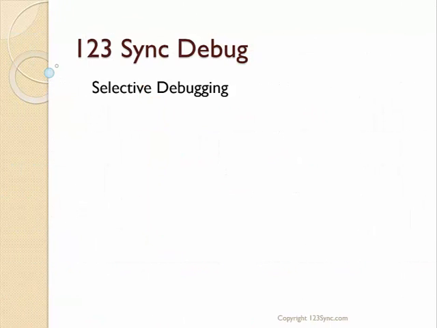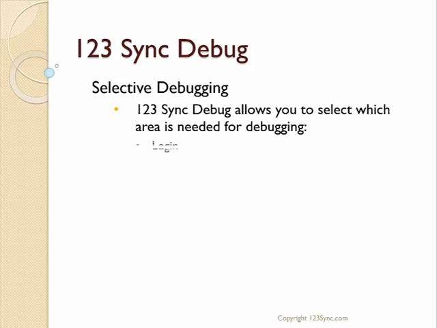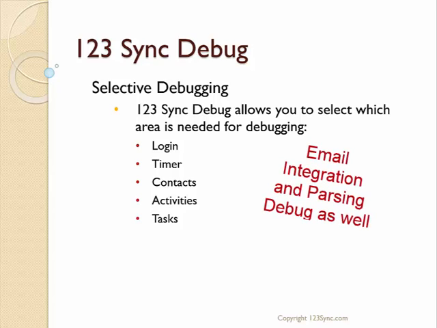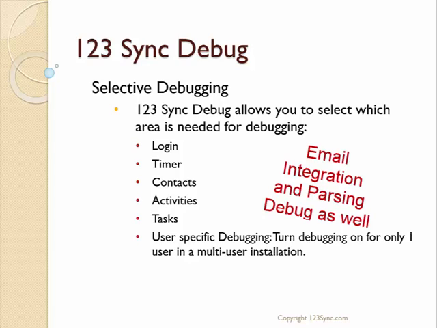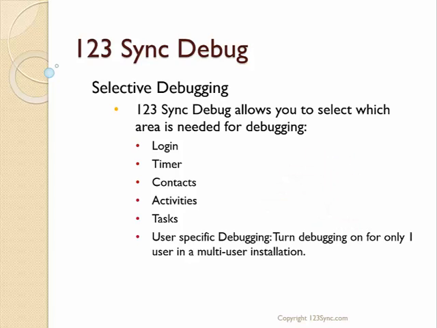123 Sync Debug provides you with what we call selective debugging. You can debug the login process, you can debug the timer, or the contact sync, or the activity sync, or the task sync for a whole database, or the full sync for all the users. Or even better, for the multi-user installation, you can turn on debugging just for one user. So if you're having problems with one user and we request that you try to find out what the issue is, one user debugging is what you should be using.